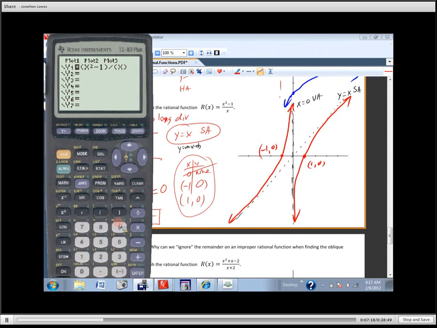And I put the top and bottom in parentheses just out of habit. Okay? Whenever you've got a division problem, make sure you've got the top divided by the entire bottom. So it's always a good idea to put parentheses on there. This is a pretty small graph, so I'm just going to graph this in the decimal window. And there it is.